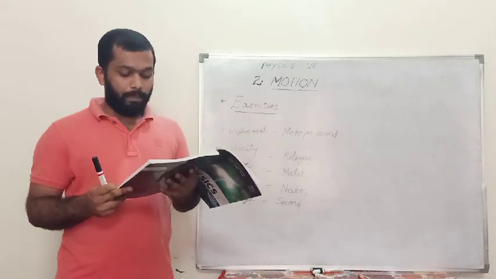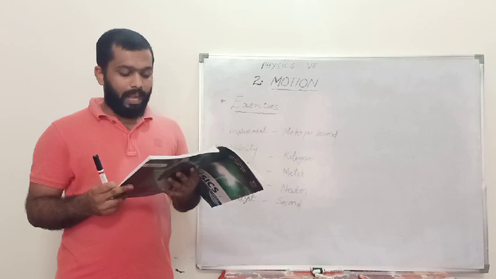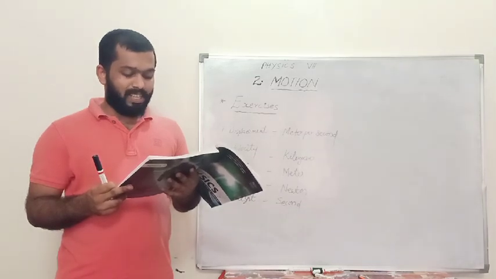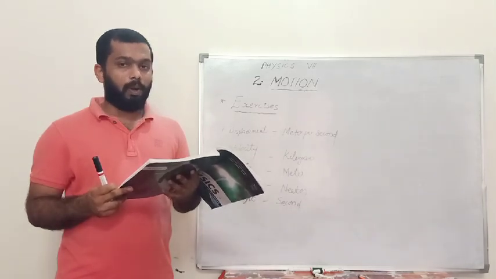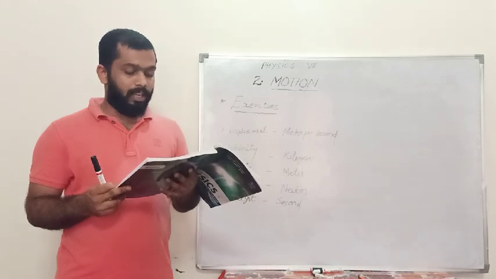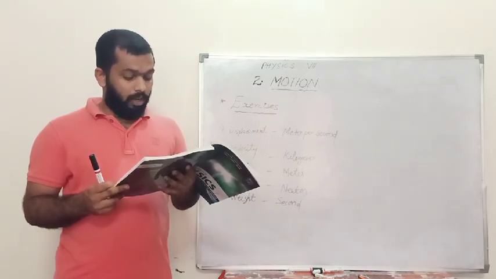Ninth one, the mass of the body. Option A, changes with place. Option B, changes with time. Option C, remains the same. And option D, can be 0. Answer is option C, remains the same.